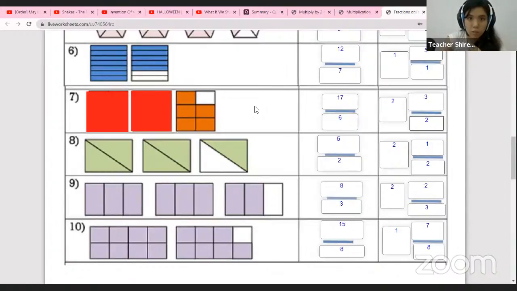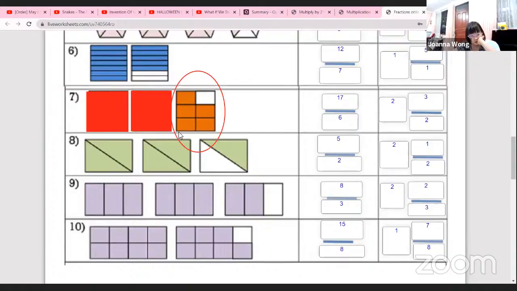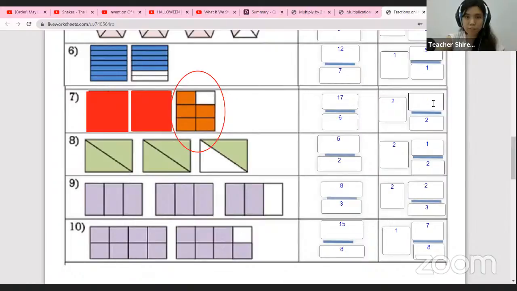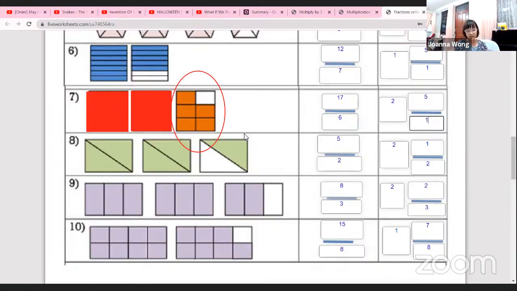Just look over here, only this piece. How many shaded? 1, 2, 3, 4, 5. Here is a fraction. So here's 1, 2, 3, 4, 5, 6.